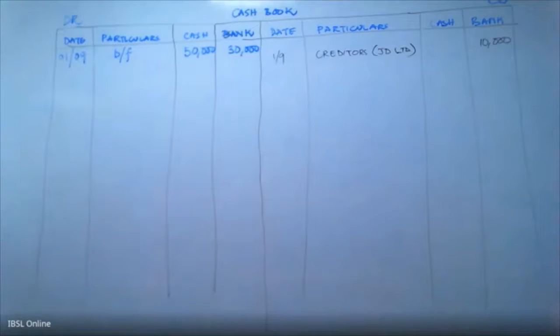Right. Look at the second transaction. That is a little tricky. On 2nd September, rupees 12,000 received by check from Madura. What can you say? What is the double entry?